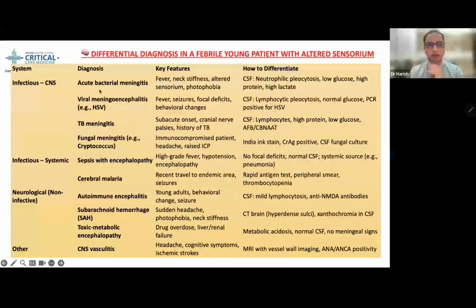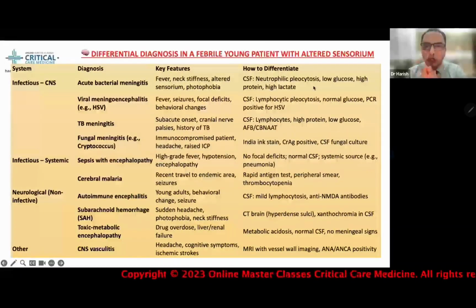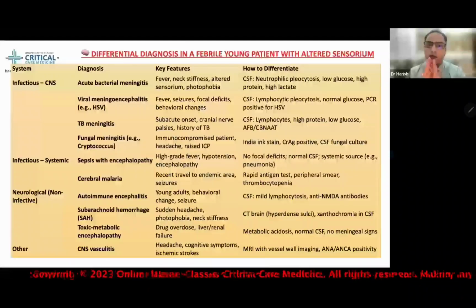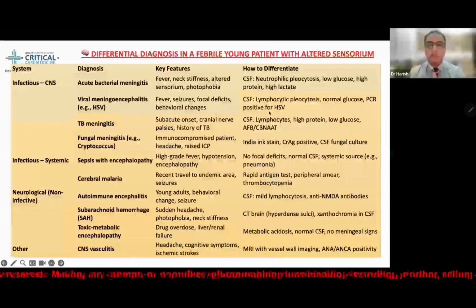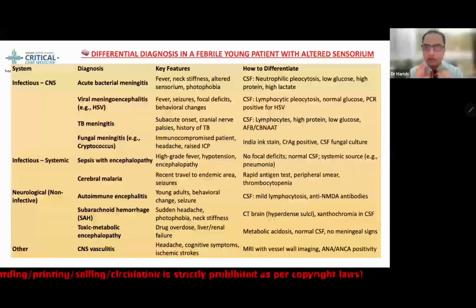When it comes to CNS infection causing febrile encephalopathy: acute bacterial meningitis, where they have fever, neck stiffness, altered sensorium, photophobia. How to differentiate? Send the CSF. It will show pleocytosis, predominantly neutrophilic, low glucose, high protein, high lactate. Viral meningoencephalitis, particularly HSV: fever, seizure, focal deficit, behavioral changes. CSF shows lymphocyte predominance and normal sugar. We can diagnose HSV with HSV PCR.